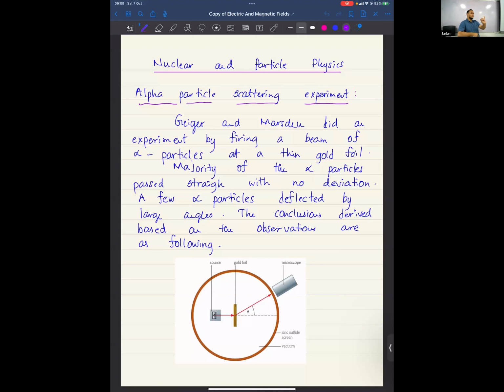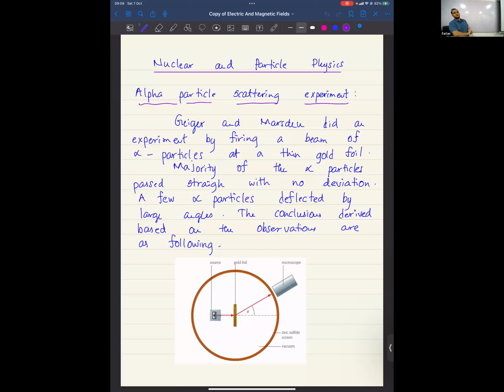One, most of the alpha particles go through the sheet without any deviation. Two, a small percentage of alpha particles deflect from their original path at an acute angle, maybe 10 to 15 degrees, or a bit more. Three, an even smaller percentage of alpha particles go towards the sheet, don't hit it, and take a U-turn, a deflection of more than 90 degrees. These were the three types of observations.